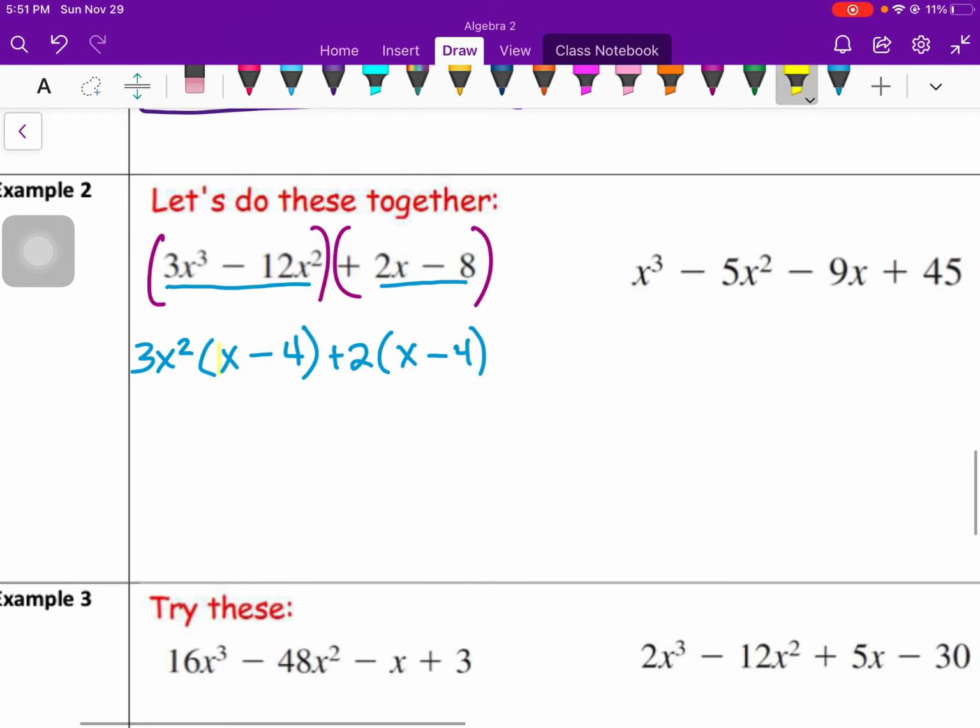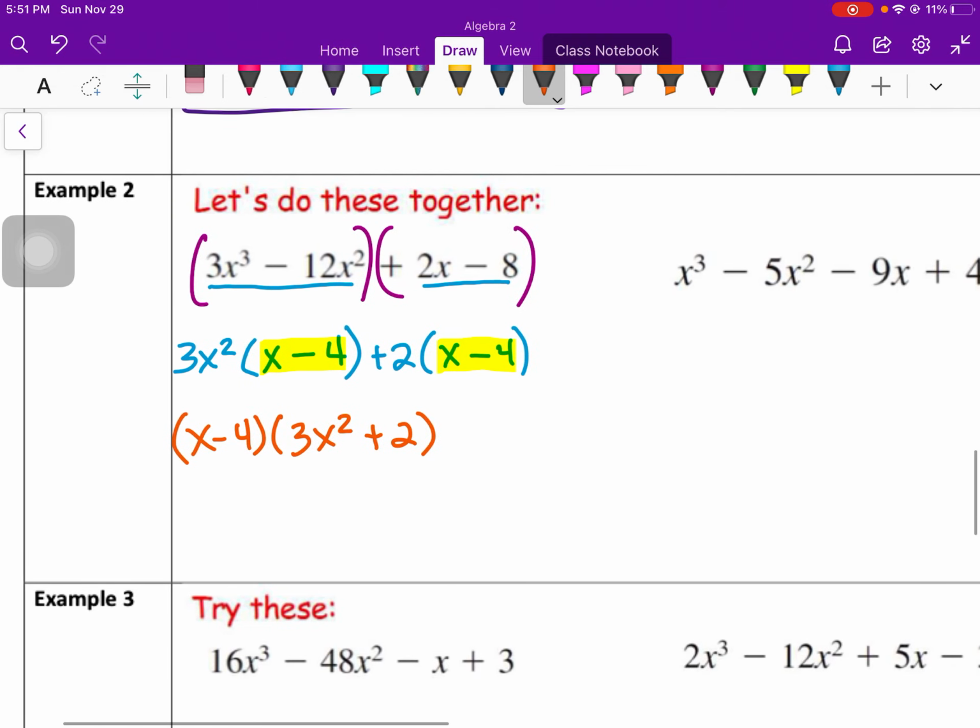And check it out. It's exactly what we wanted to happen: we get the exact same terms there. So we can pull that one out front, x minus 4, and that's being multiplied by 3x squared plus 2. There's nothing else I can do with my 3x squared plus 2, so we're just going to leave that one alone.